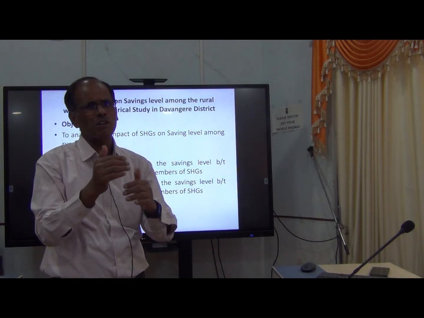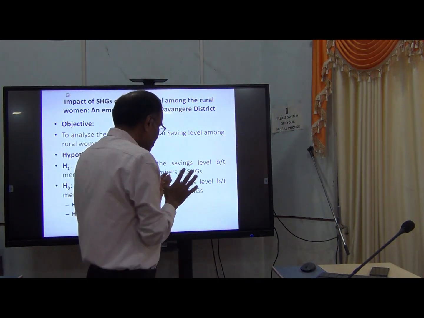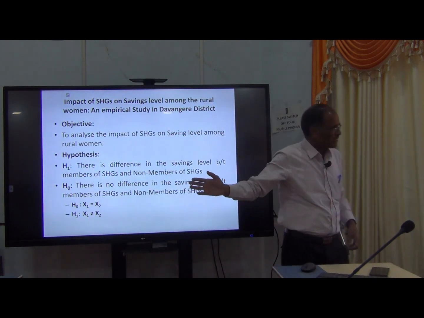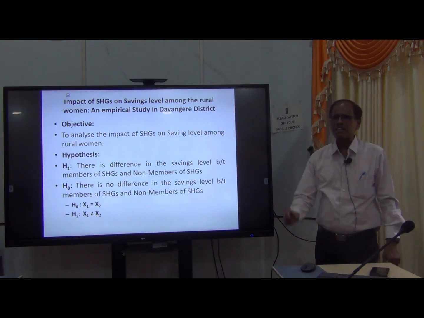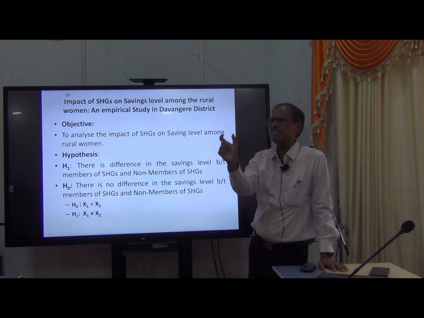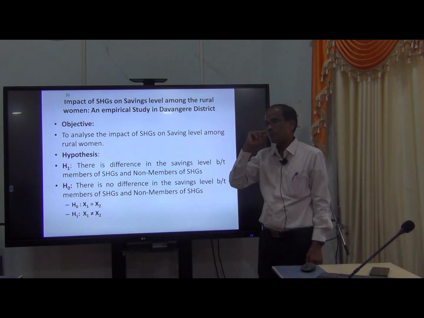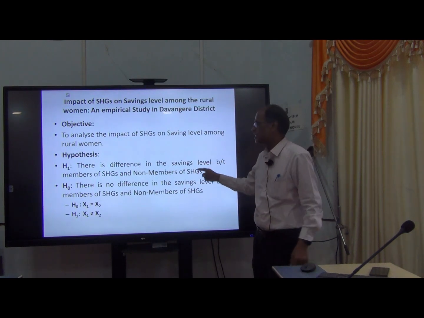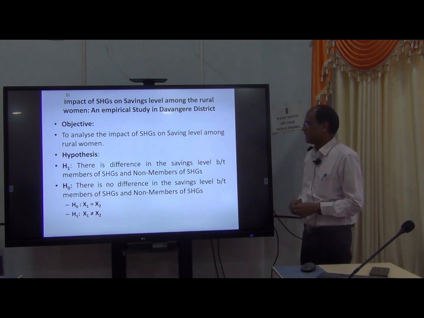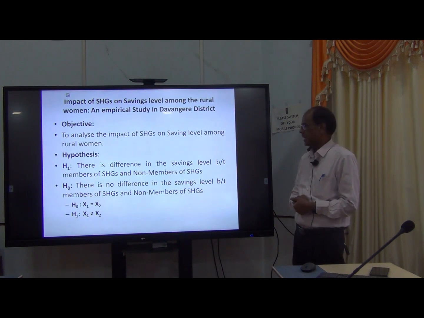You may ask whether you have to write the null hypothesis first or the research hypothesis first. Most of the time I have written H1 first. Actually, don't do the same in the research report. Normally, while drawing the inference, people write H0, then H1, the alternative hypothesis. My focus is on the research hypothesis. The research hypothesis is that there is a difference in the savings level between members of SHGs and non-members, whereas the null is that there is no difference.